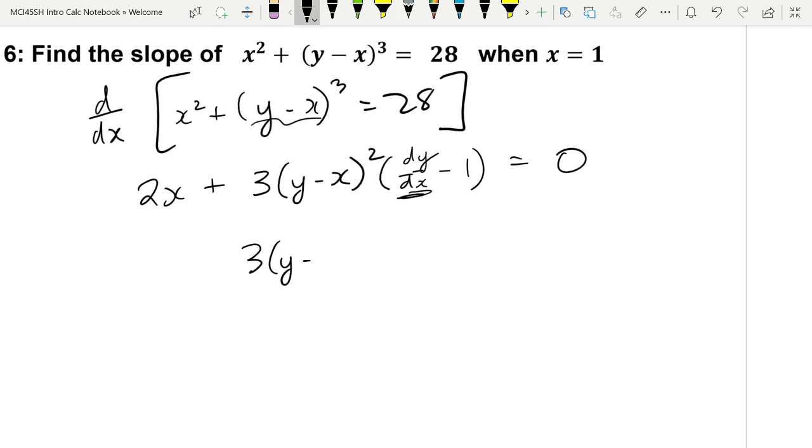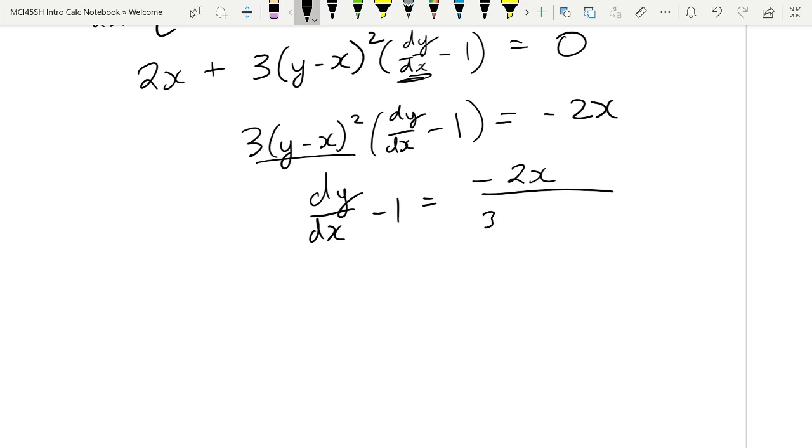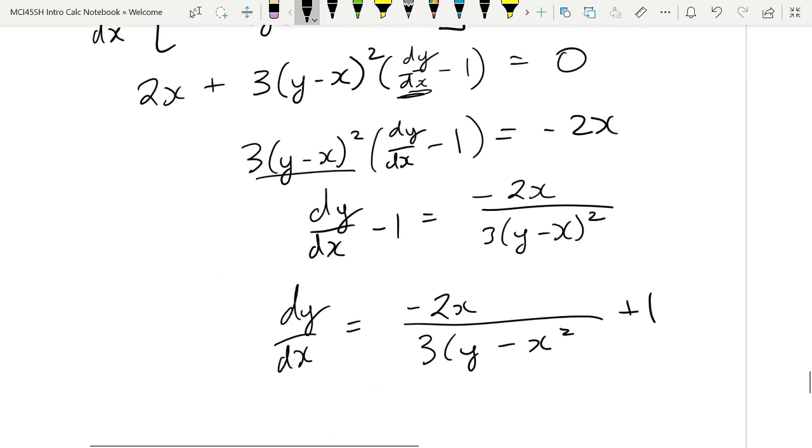So 3 times y minus x squared times dy dx minus 1 is equal to negative 2x. Then I'm going to divide both sides of the equation by this thing. And then I'm going to add 1. There, I've got a slope. That's my slope. And this time, I want to know the slope when x is 1.